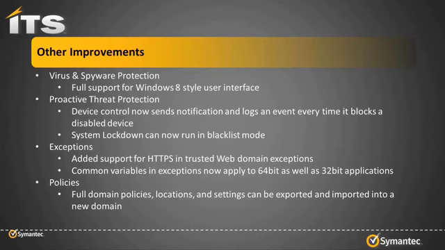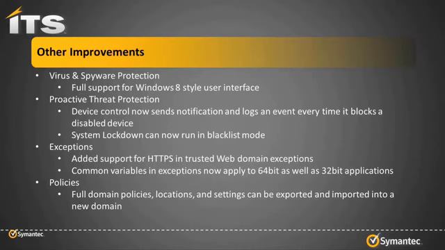Proactive threat protection has been improved as well, where device control will now send that notification and log an event every time it blocks a disabled device. This was previously not configured in previous versions of Symantec Endpoint Protection. We can now lock down a device and add in a blacklist mode for those. So when I move my device into the system lockdown state, we can also run it as a blacklist mode.